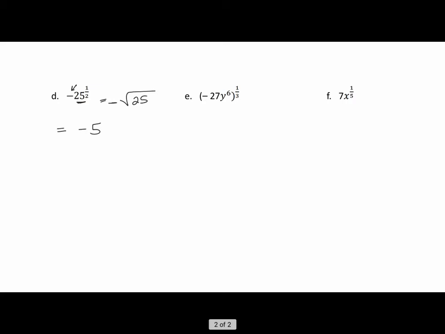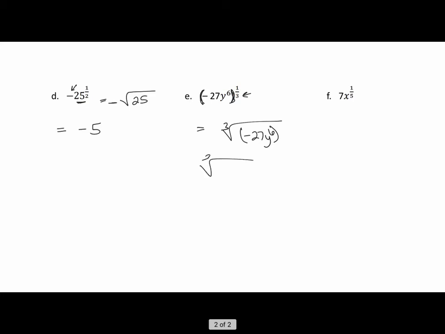In example E, the base here is everything inside of the parentheses, because that's what the exponent is touching. So we've got the radical, we've got the base, negative 27y to the 6th, and the index is the denominator. So the cube root of negative 27y to the 6th.